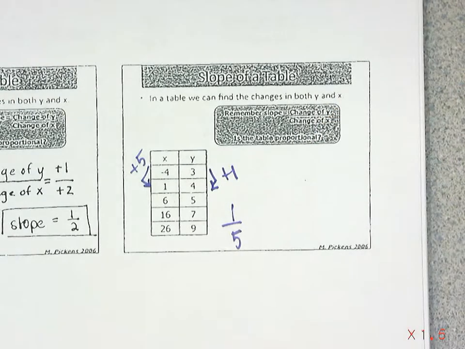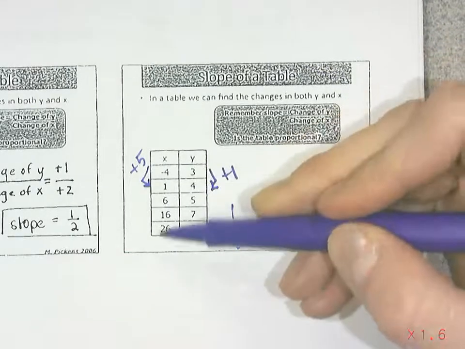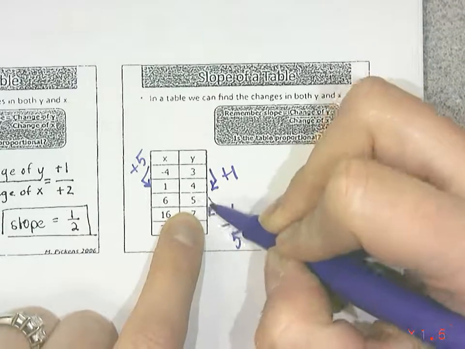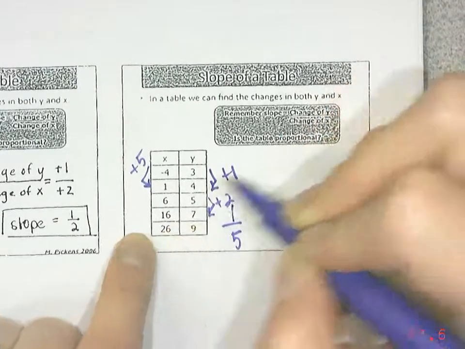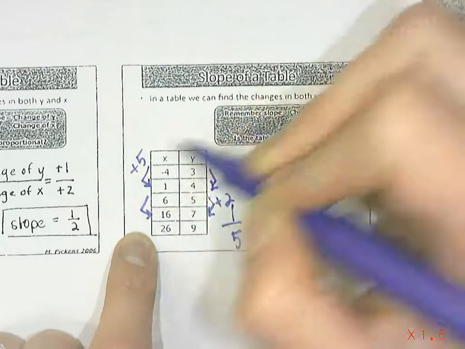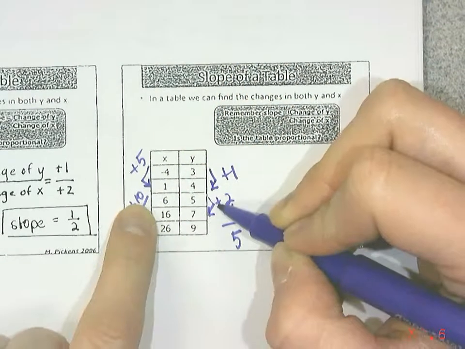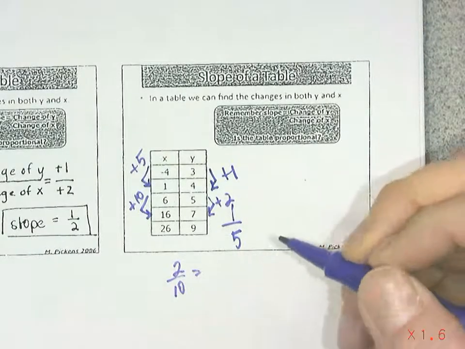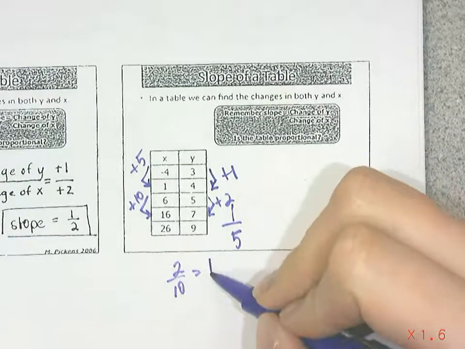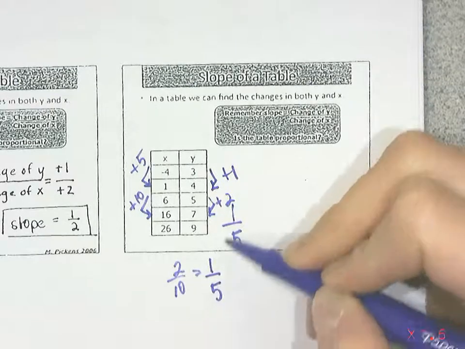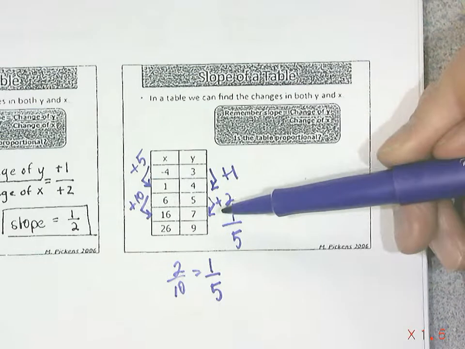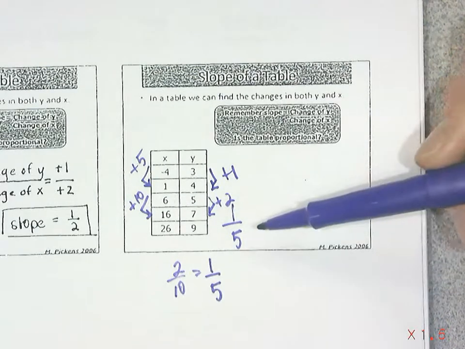Now, if you can reduce, you need to reduce. If you can't reduce, then that's totally fine. It doesn't matter which of the ordered pairs you choose to use. So, for example, we could look at this next set. From 5 to 7, we would add 2, and from 6 to 16, we add 10. So the slope for these two ordered pairs would actually be 2 over 10, but again, you have to reduce. When you reduce, 2 goes into 2 once, and 2 goes into 10 5 times. So we get the same slope. On your tables, it doesn't matter which two ordered pairs you use. As long as you reduce, you end up with the correct slope.